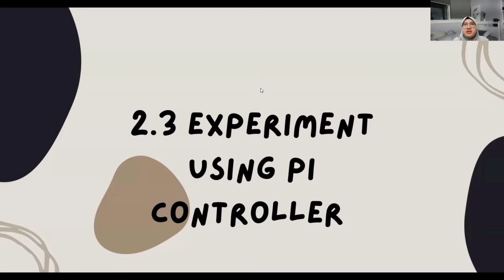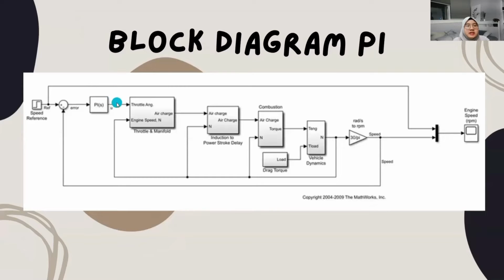My metric number is CE 2054, and I will explain about the 2.3 experiment using PI controller. As you can see, this is the block diagram, and this is the PID controller here. Here, we can change the type of controller and we choose proportional integral.